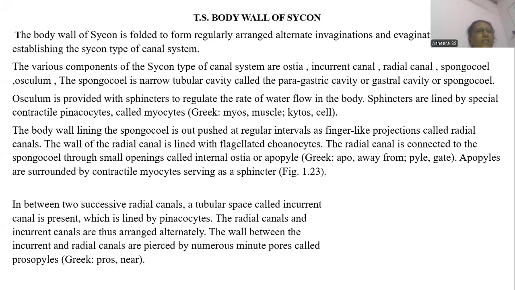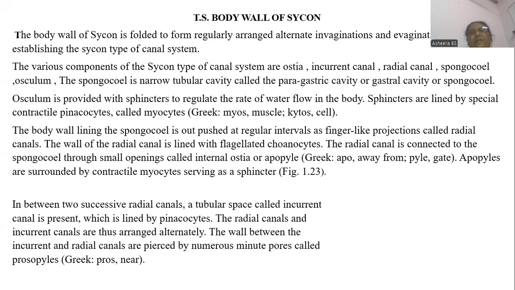Okay. So here the spongocoel is also called the body cavity. The other names of the spongocoel are paragastric cavity or gastral cavity. You can call it gastral cavity or paragastric cavity. The osculum has been provided with a sphincter. This sphincter is lined by a special type of cell, which is called the myocyte. Myocytes are nothing but muscle cells. Myos means muscle, cytos means cell. So they are one type of muscle cell. So the sphincters are present near the osculum.